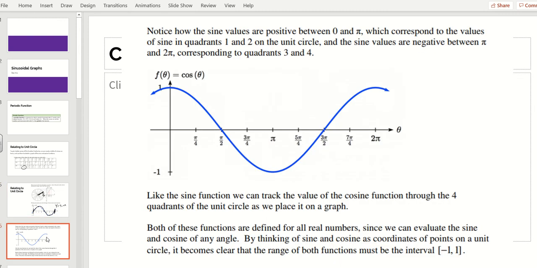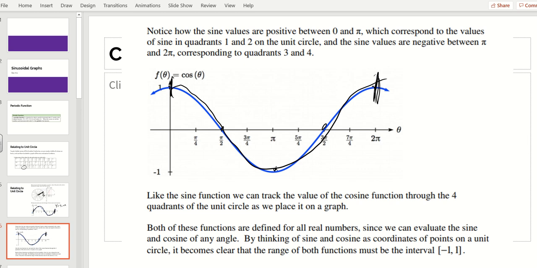The cosine curve just does the same thing except with our cosine coordinates. So at an angle of 0, I have a cosine value of 1. Pi over 2, 0; pi, negative 1; 3 pi over 2, 0; 2 pi, 1. So one full rotation from 0 to 2 pi, my cosine curve crosses the x-axis twice.